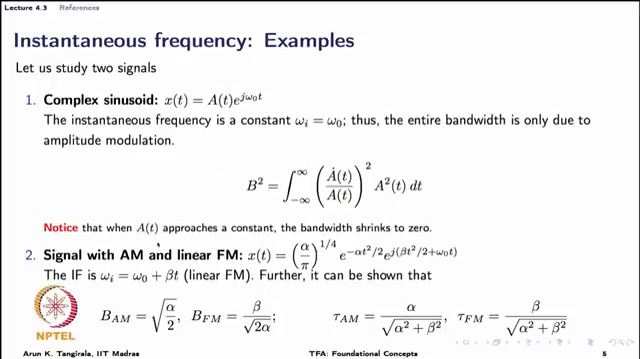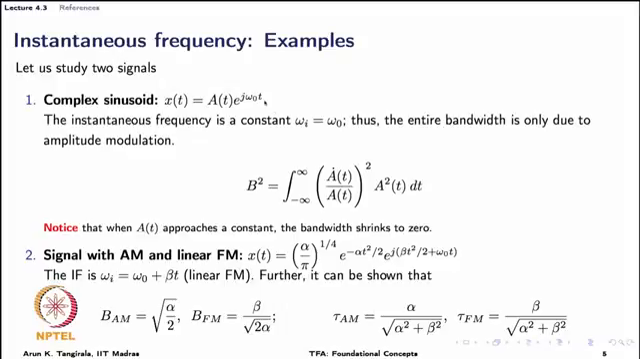And as A of t approaches a constant, you can see that the bandwidth shrinks to 0. Bandwidth 0 means that essentially there is a single frequency in that signal. So, this is now consistent with all the analysis that we have been doing. But suppose I have a signal which has both amplitude modulation and linear frequency modulation. The amplitude modulation part comes from this factor here, alpha by pi raised to 1 over 4 times e to the minus alpha t square by 2, whereas the frequency modulation comes from the fact that this phase phi of t here is a quadratic function of time t.